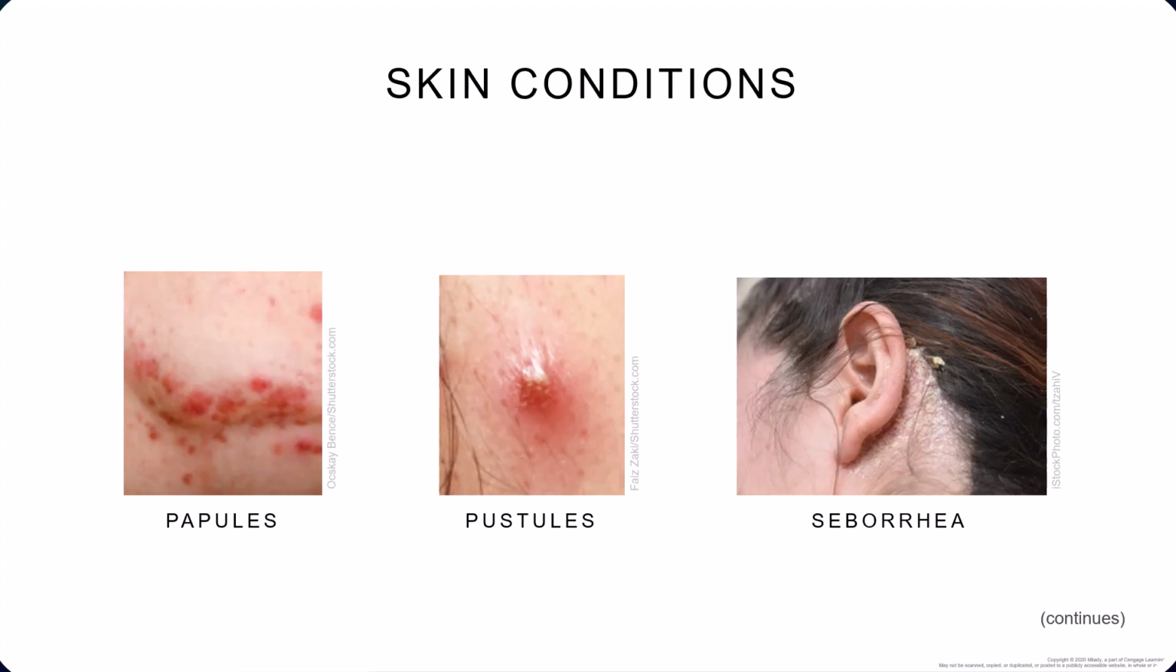Sebaceous hyperplasia are benign lesions that are seen on oily areas of the face, and they're described as looking like donut holes, and these can't be extracted.